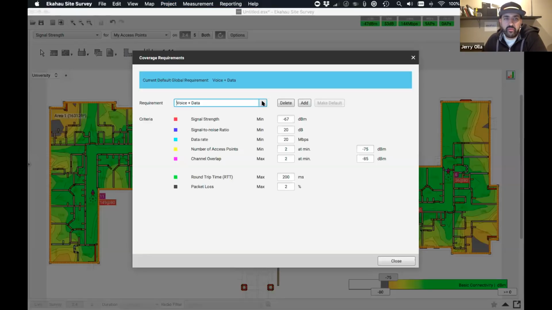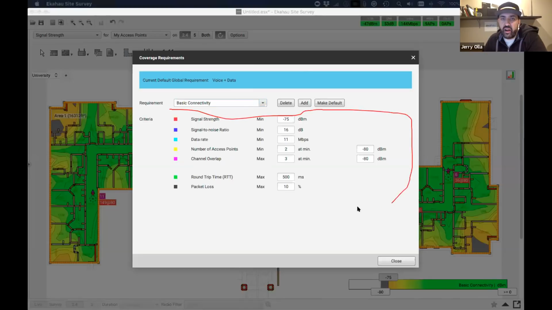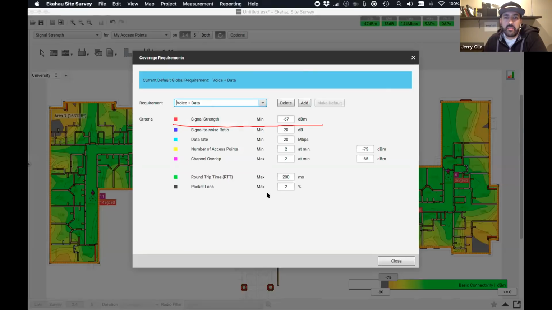Right now it's set up for basic connectivity, right? So let's pull up the basic connectivity and you can see the requirements there, starting with signal strength at -75. What are some of those requirements? I think a common starting point, Joel, if you want to flip over to the voice and data, I think that's for nowadays type Wi-Fi performance and requirements to provide good redundancy. The voice and data is a good starting point.